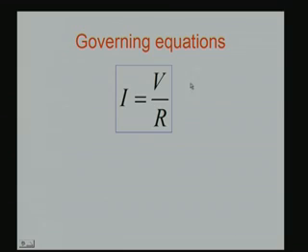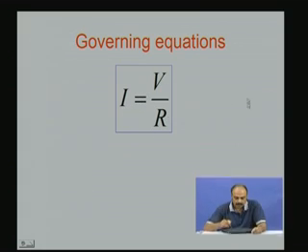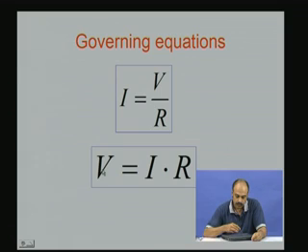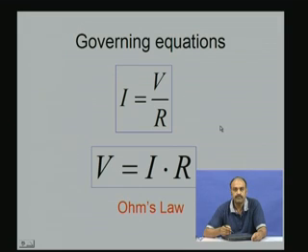That becomes the governing equation for the resistor. I equals voltage by R, or it can also be written as voltage equals current into R. It is basically the same equation, algebraically represented in a slightly different way. This is called Ohm's law, one of the most fundamental laws in electrical engineering, which you will be using almost throughout your life.